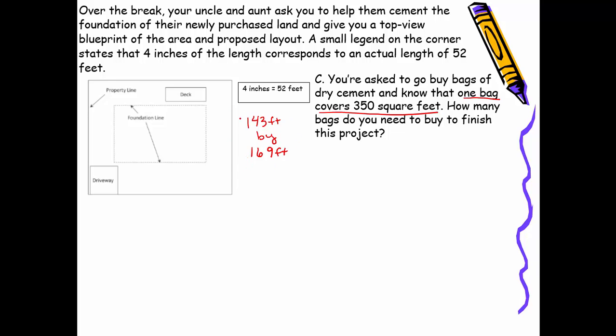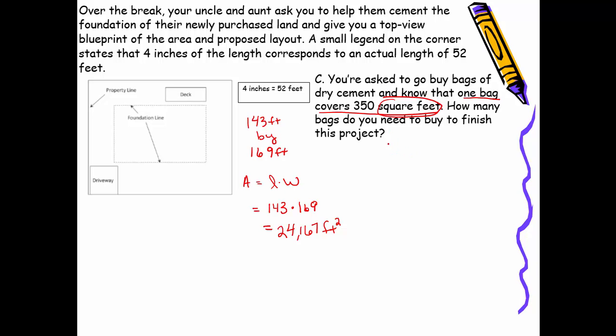So first of all, I have to know how many square feet I'm dealing with. So what I have to actually do is find this area. We know area of the rectangular section would be length times width, or base times height. So it's 143 times 169. Before I can figure out how many bags to buy, I need to know how many square feet I need to cover. So 143 times 169 is, hopefully I didn't punch in anything wrong, 24,167 square feet, or feet squared.